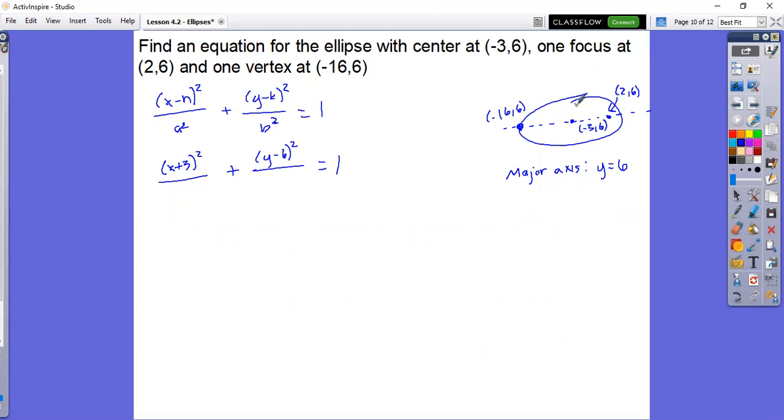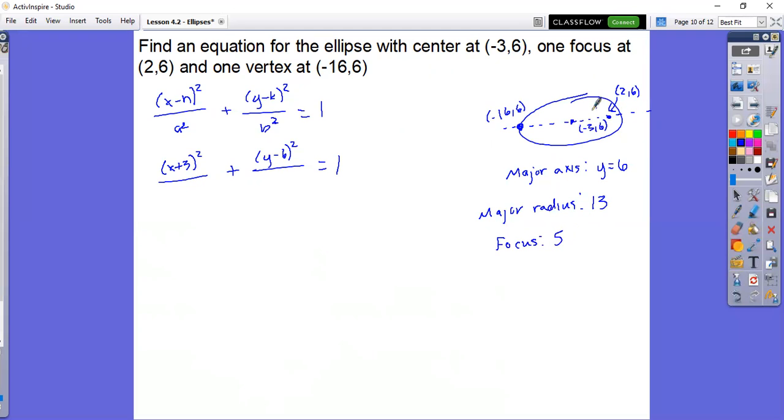I don't know anything about the minor axis right now, but what I do know is the major radius. The major radius is the distance from this point to this point, and if I look at that, that is 13 units. So the major radius is 13. I know the distance from the center to the focus, from -3 to 2. That's 5 units, which means now I just need to find the minor radius.